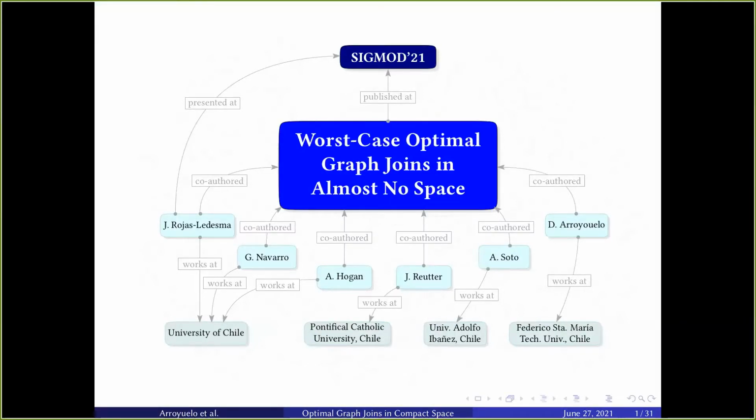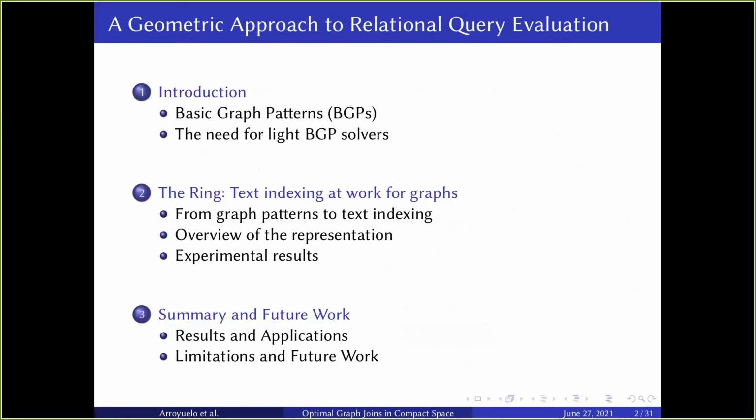Thank you for joining me in this talk about the compact representation of a graph with efficient basic graph pattern query evaluation. We'll start by seeing what basic graph patterns are together with the motivation for our work. Then I'll present you an overview of the ring, our compact representation for graphs, together with some experimental results. And finally, we will be talking about some applications and limitations of our approach, together with some direction for future work.